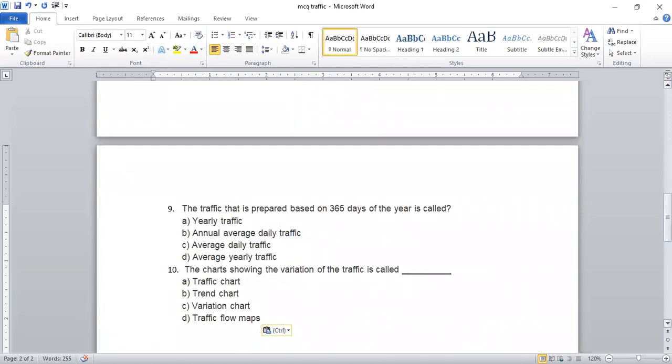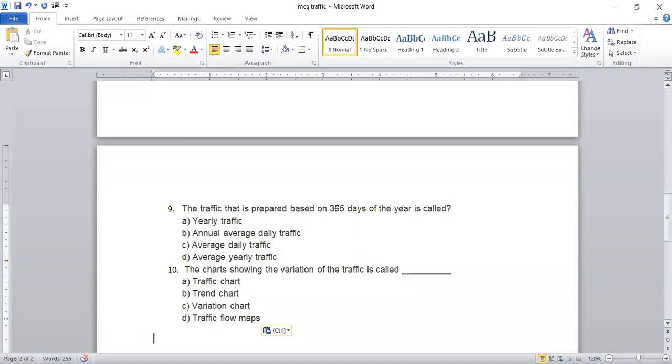We'll move towards the next question, question number nine. The traffic prepared based on the 365 days of the year is called as what? We already know that traffic analysis is made daily, weekly, hourly, and yearly. Here they have given 365 days, which means it is considered annually, that is, annual average daily traffic. So option B is the answer for question number nine.